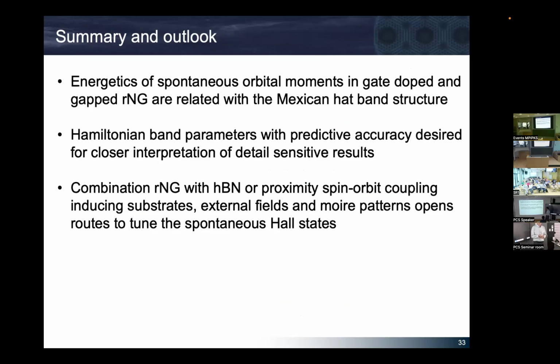So we think that these rhombohedral multilayer systems are great platforms for furthering studies of the phases and the spontaneously ordered fractional states. And we can play with different substrates that add spin orbit couplings or moire patterns on top of these pristine band structures. So yeah, with this I welcome comments and questions if there are any.